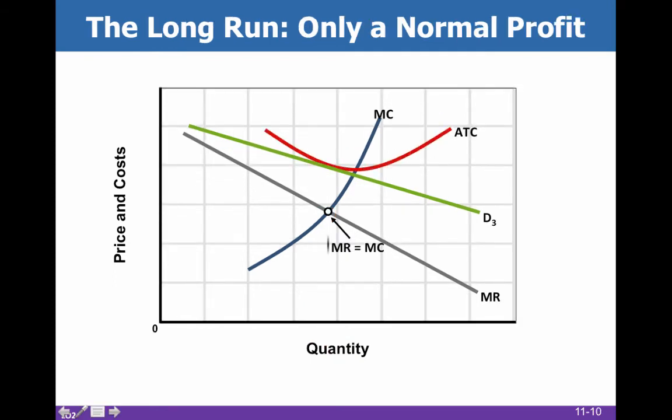In the long run, this is where we're going to be. This is difficult to draw, but you should be able to do it. So produce where marginal revenue equals marginal cost. That gives us this quantity.